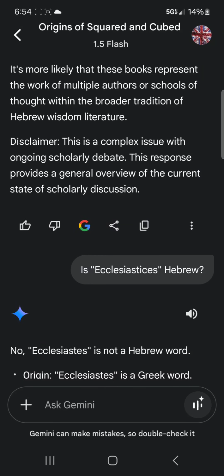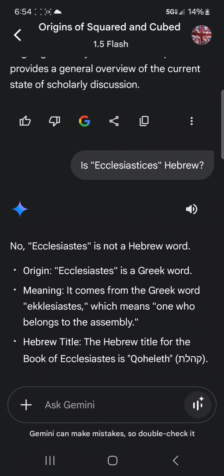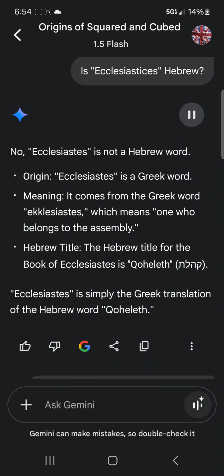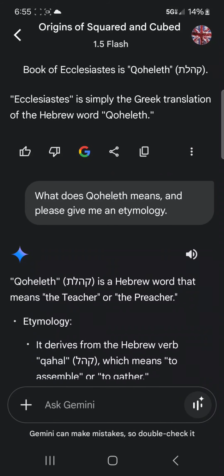Is Ecclesiastes Hebrew? No, Ecclesiastes is not a Hebrew word. Origin. Ecclesiastes is a Greek word, meaning it comes from the Greek word ekklesiastes, which means one who belongs to the assembly. Hebrew title. The Hebrew title for the book of Ecclesiastes is Koheleth, Kohelet. Ecclesiastes is simply the Greek translation of the Hebrew word Koheleth.